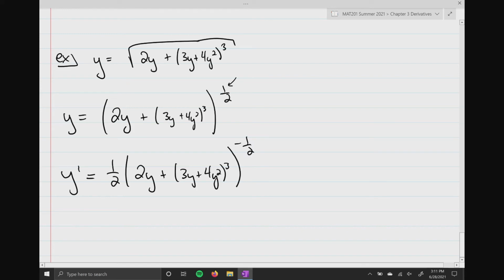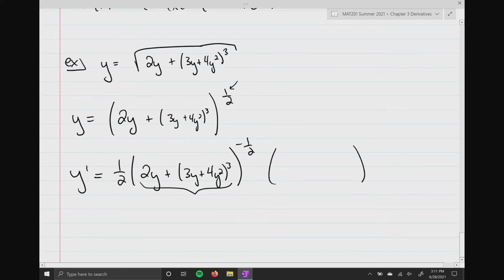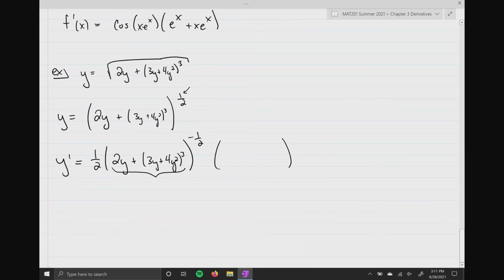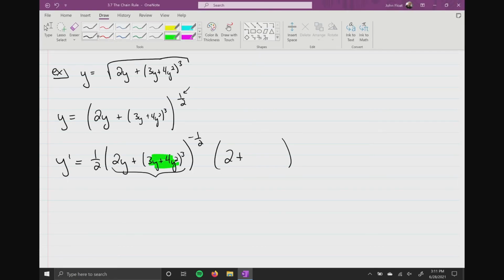Now, I need to take the derivative of the inside function. So I'm going to multiply by the derivative of the inside function. So the derivative of 2y is 2 plus, but then I have, and I'm going to highlight this, another chain rule inside of this chain rule. So I'll write this one in red.